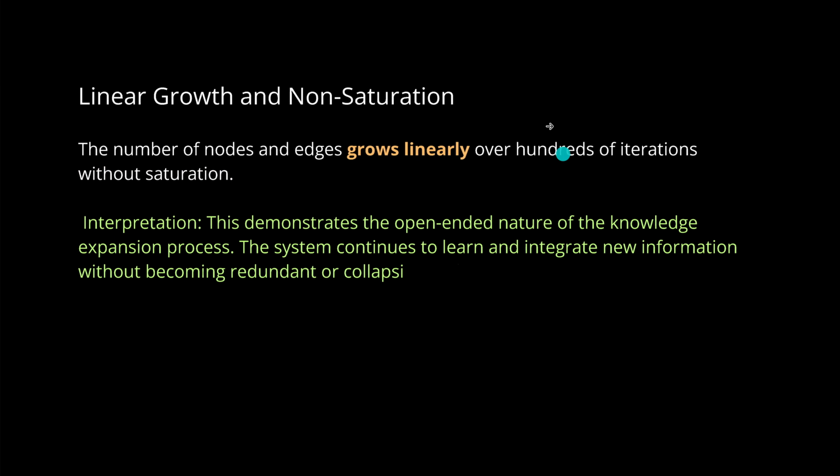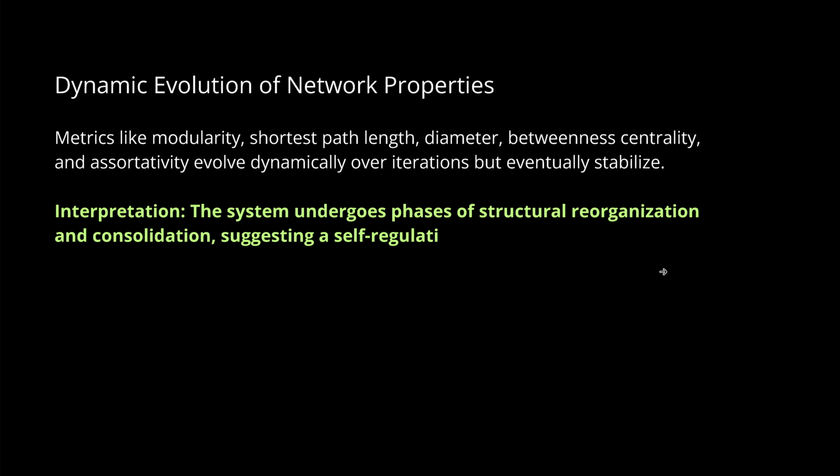Yeah, beautiful. We have linear growth. We have non-saturation. Interestingly, even if we go to thousands of iterations, this shows us the open-ended nature of this knowledge expansion process in the knowledge graph itself. The system seems to continue to learn and learn and learn, integrating new information continuously without becoming redundant or collapsing under its own complexity. Of course, here we depend on the reasoning capability of our AI agent. So you should not go with an agent that is maybe not there in its intelligence level yet.